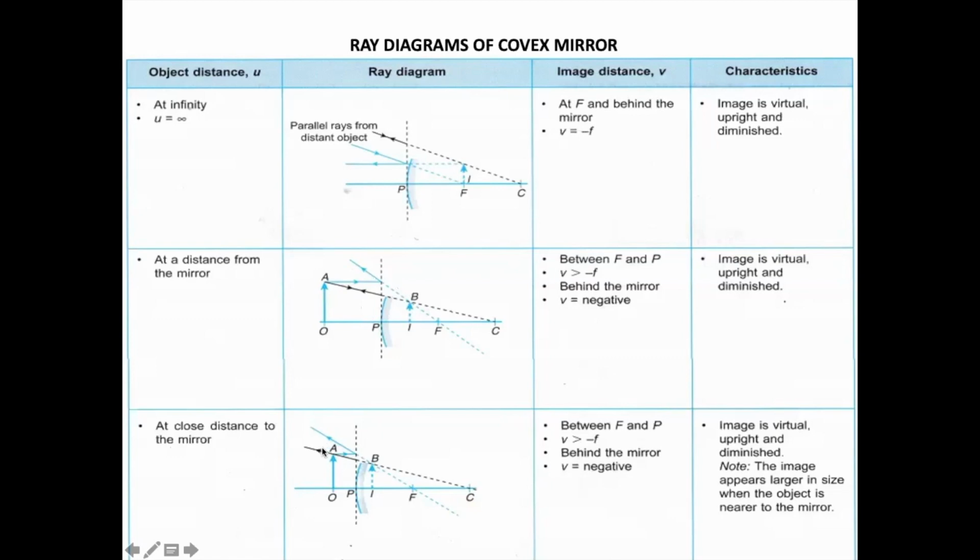What is happening? Rule number, which one? Rule number 1: a ray parallel to the principal axis will pass through the focus. Extend it with the rule of convex mirror.